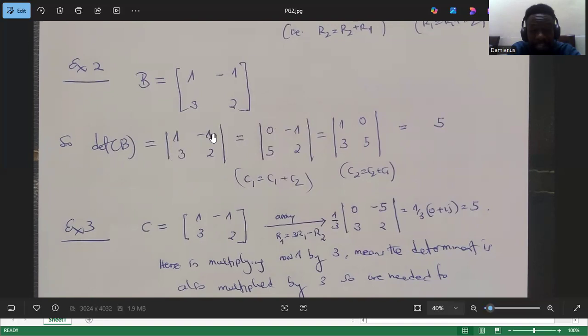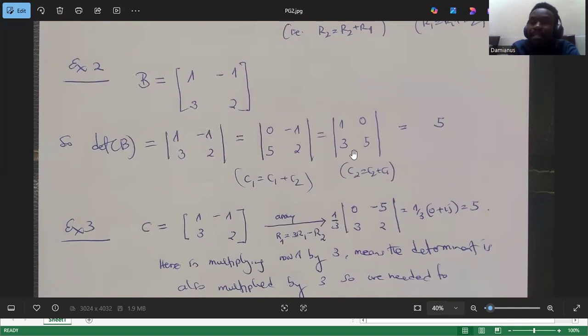This is 2 minus minus 3, which is 5, and then look at this, 0 minus minus 5. Determinants are the same. Now suppose we modified column 2. We keep column 1 as it is, 1, 3, and then we modify column 2. Column 2 is just column 1 plus column 2.